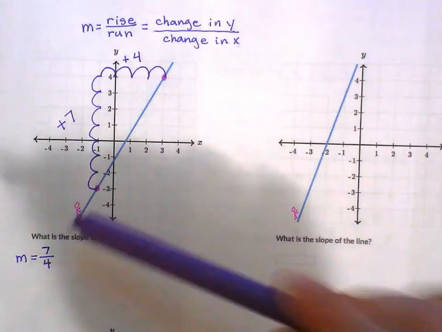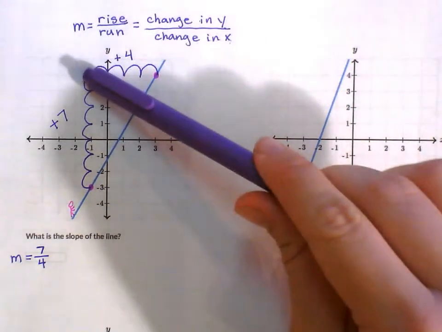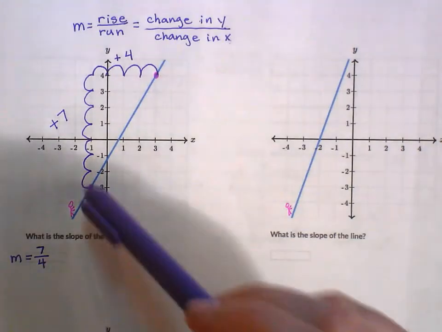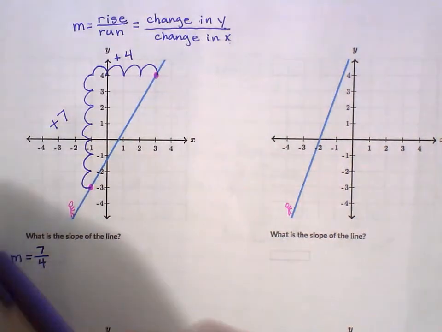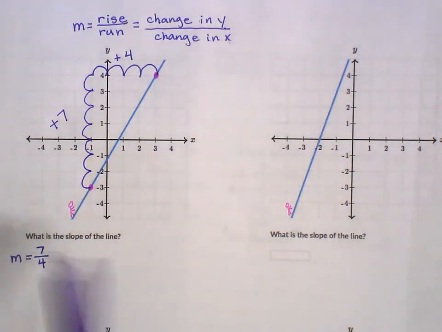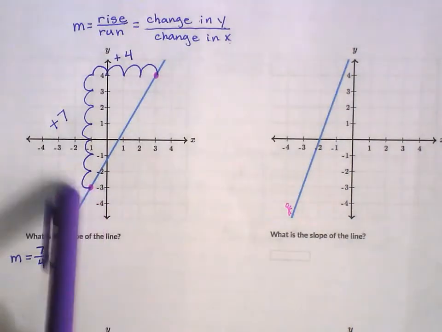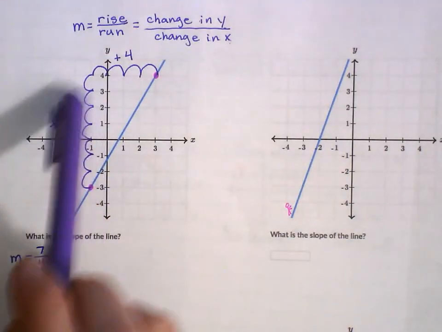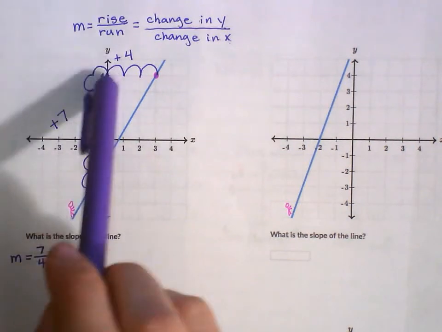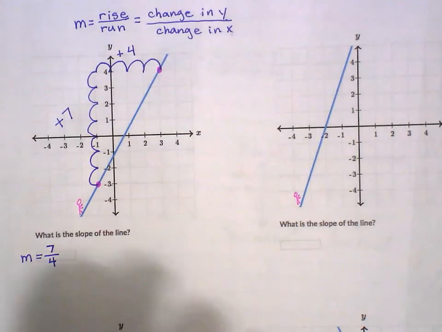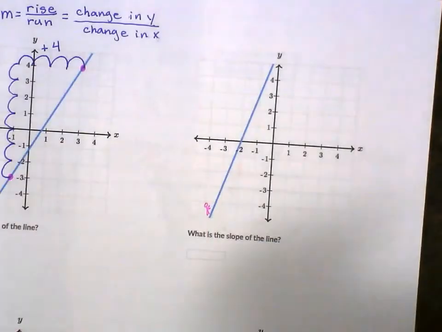So it's important to know when you're going up and when you're going right, it's positive. If we were going down or left, it's negative. So this is a positive slope, and we did rise, so how much we rose over run, how much we ran sideways. All right, so let's do another one. What's the slope of this line?